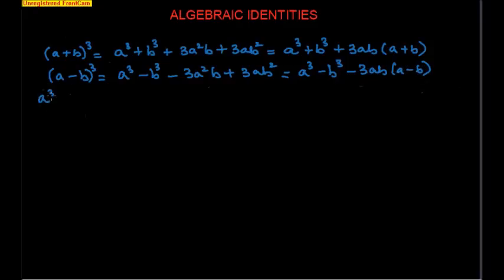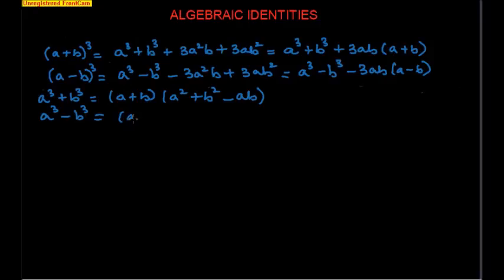Next we have a³ + b³. This is (a + b)(a² + b² − ab), and a³ − b³ is written as (a − b)(a² + b² + ab). Now these are the identities related to the cube. Let's see how the questions use these identities.